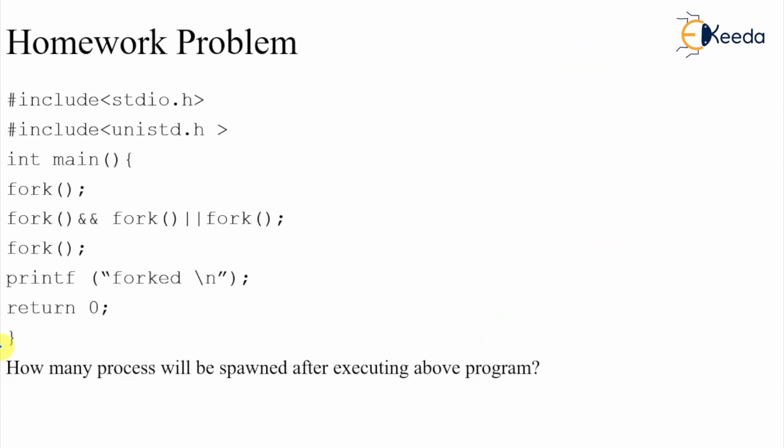Okay, let's go to the next part, and this is a question that you need to solve at home. This is a homework problem. We have a fork, then another fork, with the AND and OR operators used here. A lot of forks are there, and the question is, with printf("forked"), how many processes will be spawned after executing the above program. So it is about the number of processes.